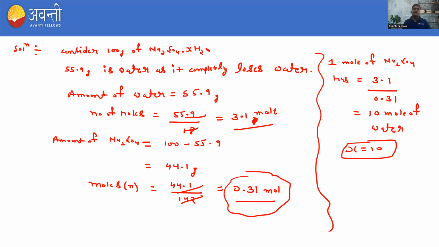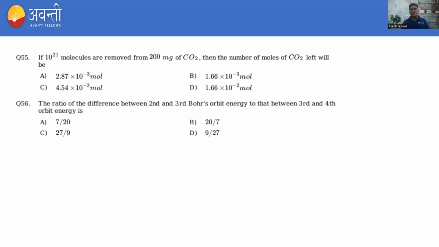So considering the 100 gram of NaOH of water, the 155.9 gram of water is completely lost. So the amount of water left is this. So we can easily calculate by using this formula. I hope this is clear to all of you. Sabko clear hai? Okay, very good. So this is how you will actually solve this question. So this is question number 54 for you.